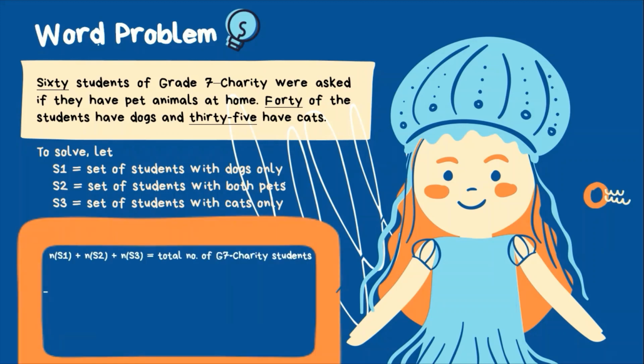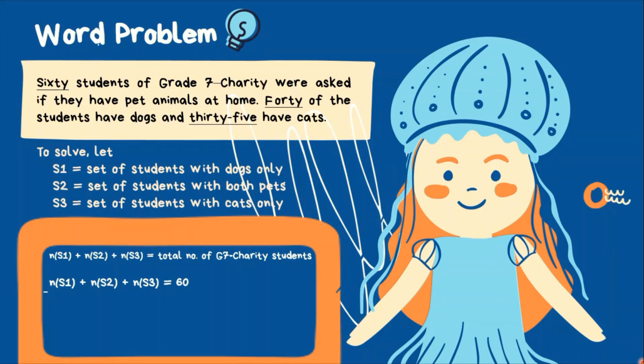Let's use this formula. Cardinality of S1 plus cardinality of S2 plus cardinality of S3 is equal to the total number of G7 charity students. So, copyahin lang natin yung formula. And then, we substitute the total number of G7 charity students with 60 because ayon sa ating word problem, there are 60 students from G7 charity.